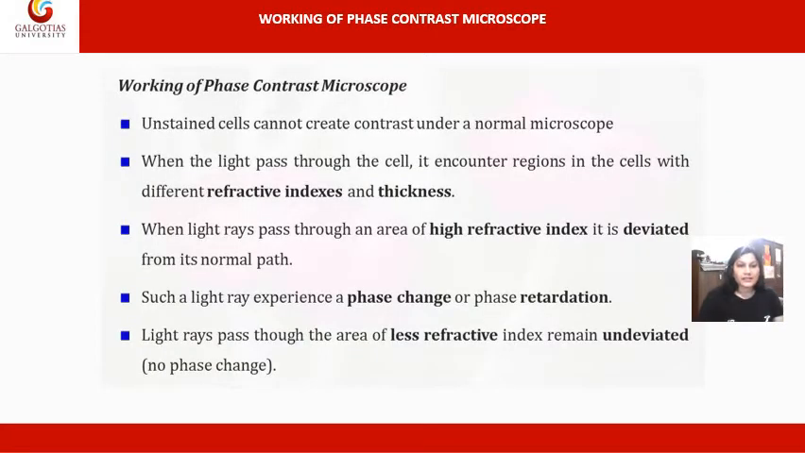Unstained cells cannot create contrast under a normal microscope. When light passes through the cell, it encounters regions with different refractive indexes and thickness. When light rays pass through an area of high refractive index, they are deviated from their natural path. Such a light ray experiences a phase change or phase retardation. The light rays passing through the area of lower refractive index remain undeviated, which leads to no phase change in the light rays.